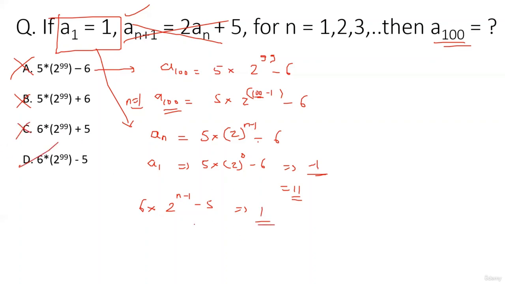If you observe carefully, what will option C be? 6 into 2 raised to n minus 1, plus 5. So if we put n as 1, 2 raised to 1 minus 1 is 2 raised to 0, which is equal to 1. 6 into 2 raised to 0 will again be 6 into 1, plus 5 will give you 11 again. Now what do we need here? We need 1. So C also is ruled out. The answer is option D.